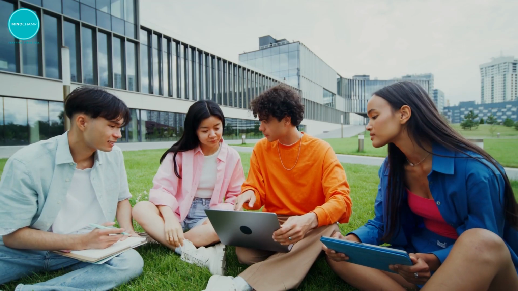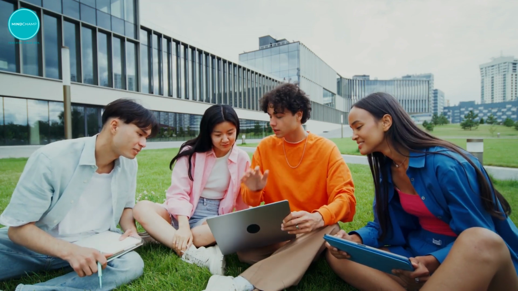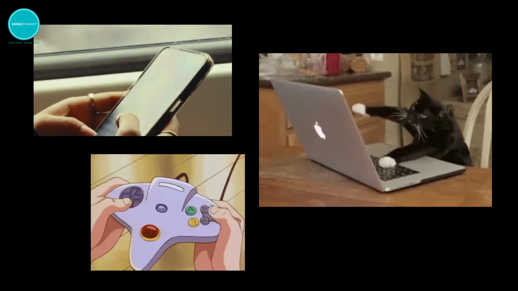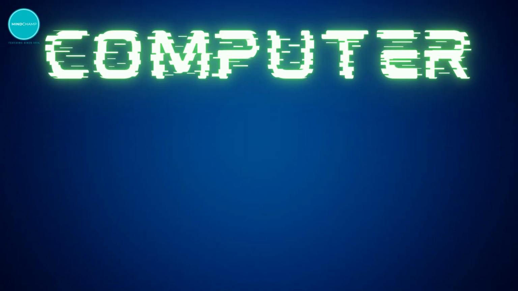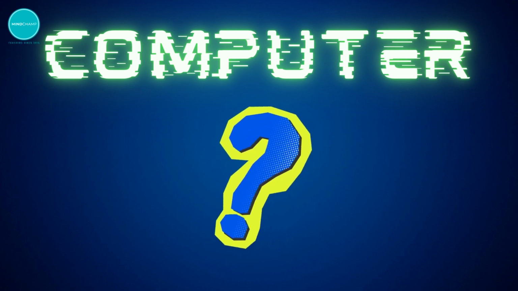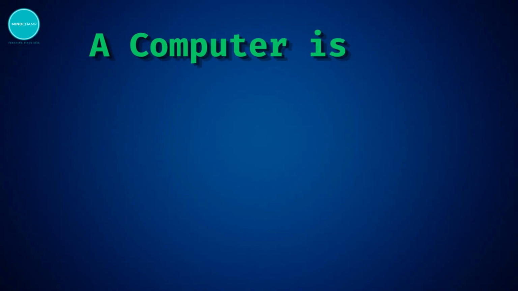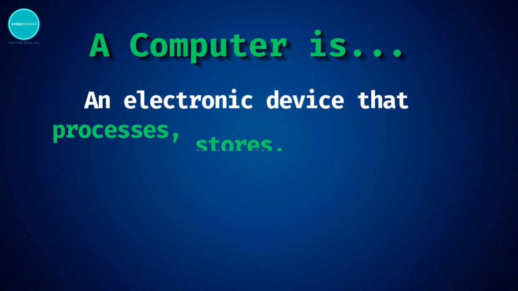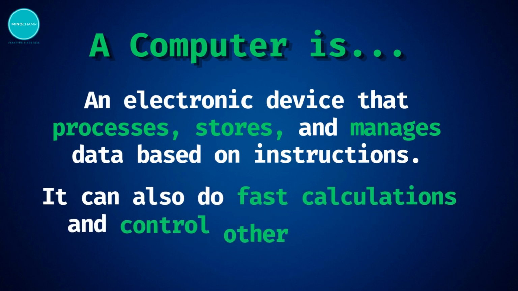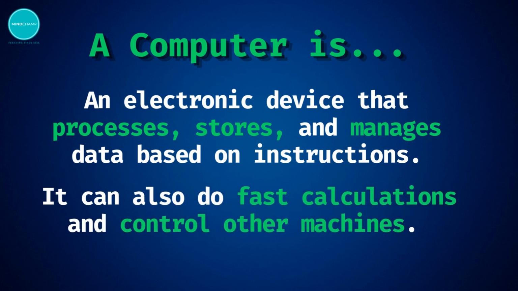Look around you. Wherever you may be, computers are everywhere. We use them to chat with friends, finish homework, and play games. But have you ever stopped to ask, what actually is a computer? A computer is basically an electronic device that processes, stores, and manages data based on instructions. It can also do fast calculations and control other machines.